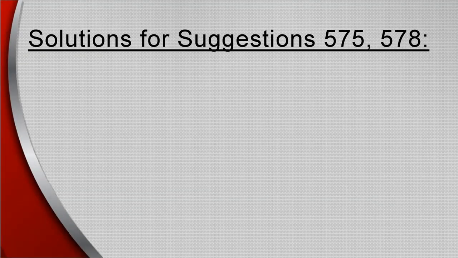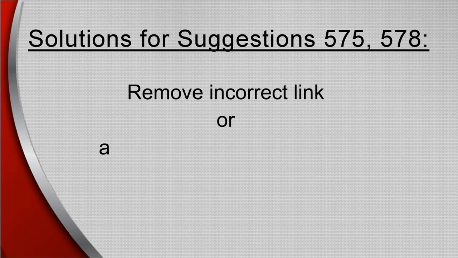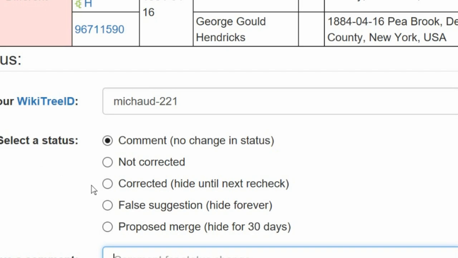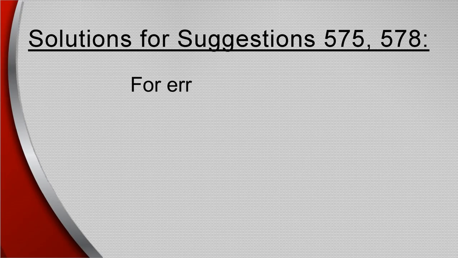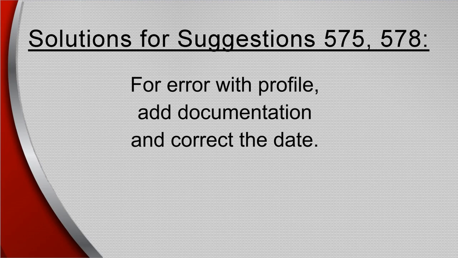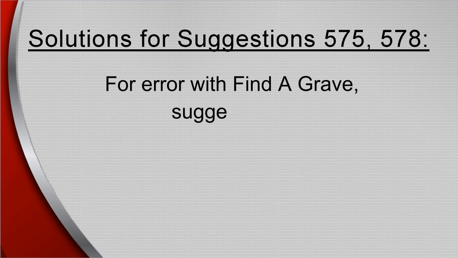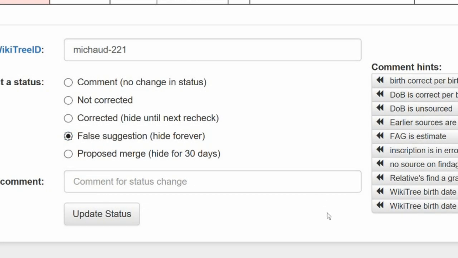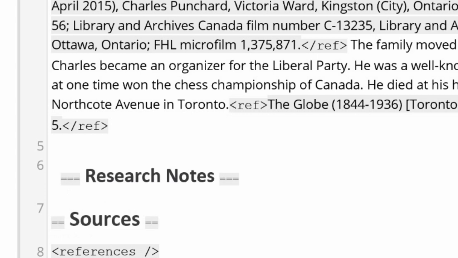Here are some solutions. It's possible that the match is incorrect and the link should be removed or marked as same as equals no. If it's for research purposes, mark the suggestion status as corrected. Otherwise, if WikiTree is in error, document the correct date and edit the profile. If the memorial is wrong, suggest edits to its manager. Then, mark the suggestion status as false and leave research notes on the profile about why the WikiTree date is accurate.